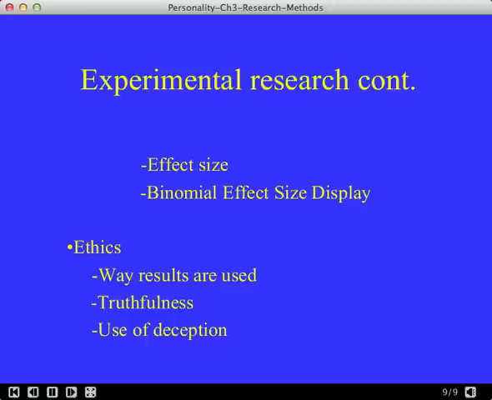Ethics includes standards that have been tightened, and research has to pass ethics board regulations. You can't do research any way that you want. There are strict standards. The way research results are used is important. You don't want to cause more harm than good.